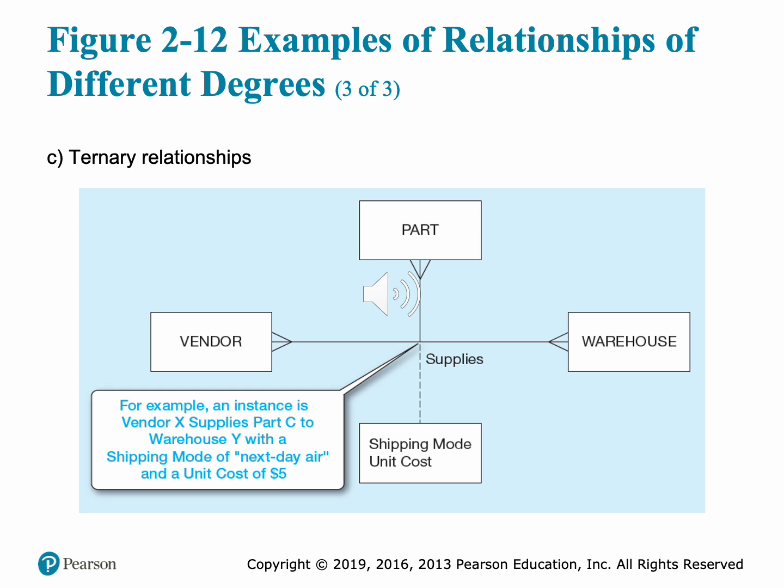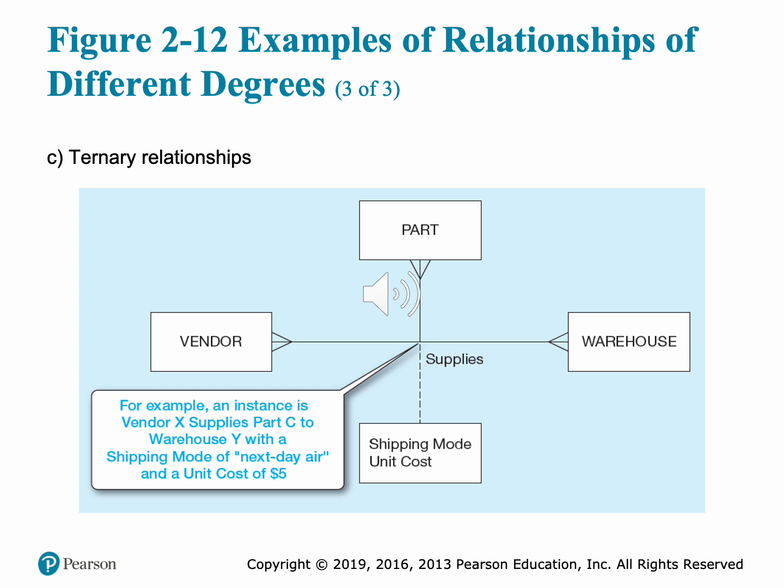The cardinality of this ternary relationship is many-to-many. In other words, each vendor could supply many parts to many warehouses. Each part could come from many vendors and be housed in many warehouses. Each warehouse could have many parts from many vendors.